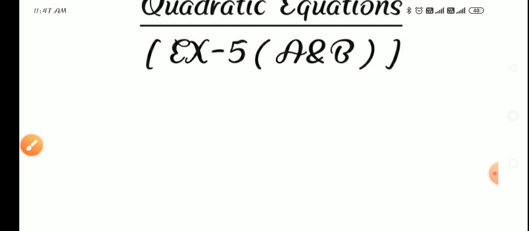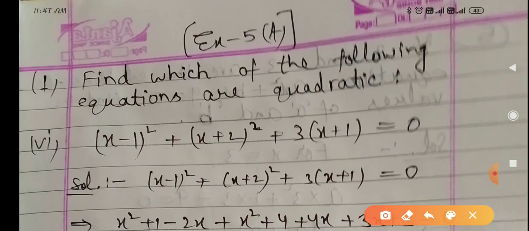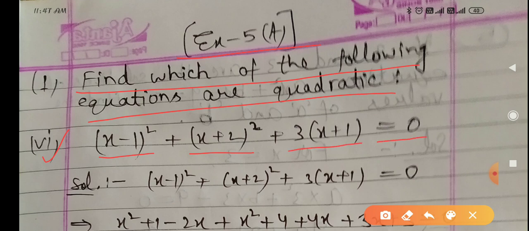Now some questions I will take. You can see exercise 5a, it is written in front of you. Find which of the following equations are quadratic. Many parts are there in the first question. Only 5 questions are there in this exercise. So first question, many parts are there. Sixth part I am taking. It is given x minus 1 whole square plus x plus 2 whole square plus 3 into x plus 1 equals 0. You have to tell whether this given equation is quadratic or not.